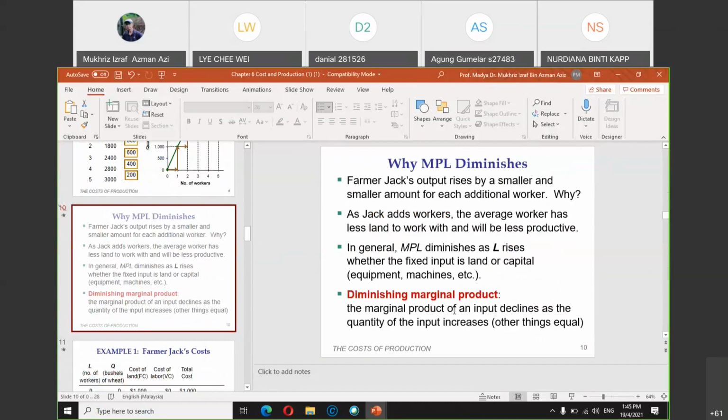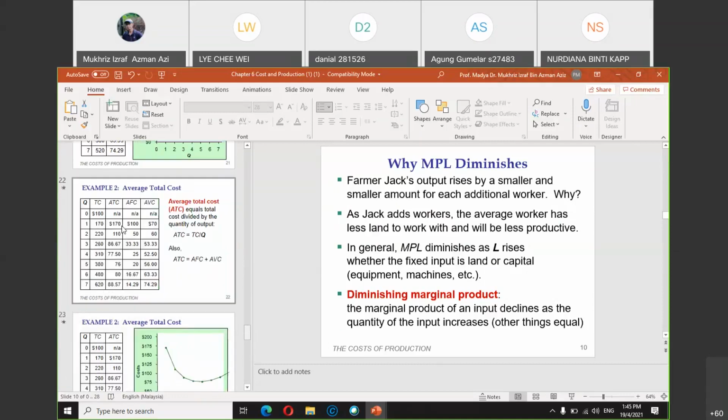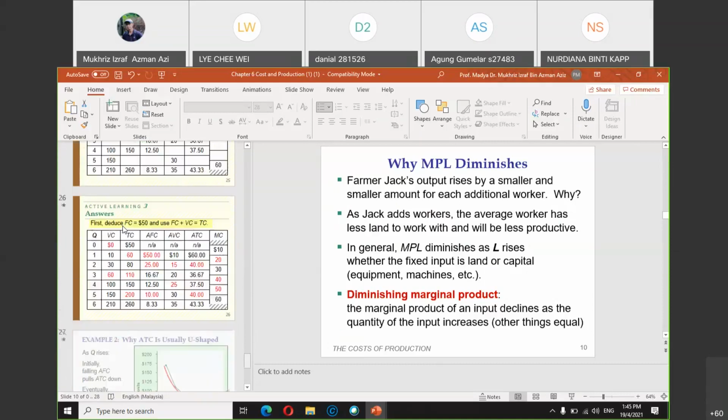Diminishing marginal product means that marginal product declines as you increase the amount of output. The opposite of marginal product is marginal cost, because product is in terms of quantity. So when marginal product declines, marginal cost will increase. If you plot both in the same curve, usually in some books you can see they plot this separately.